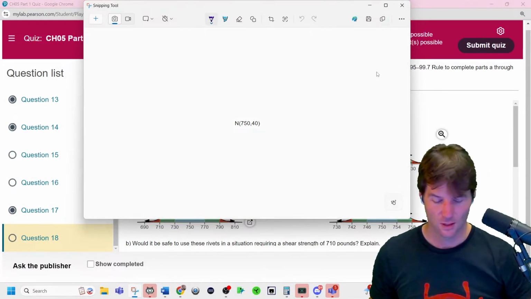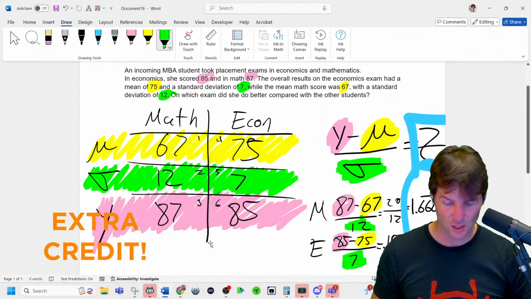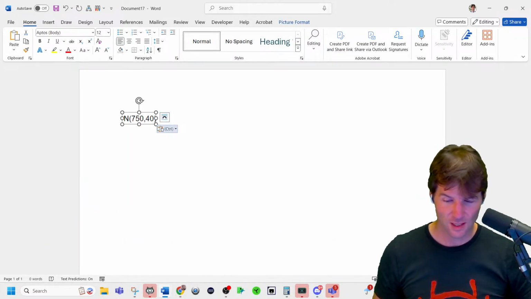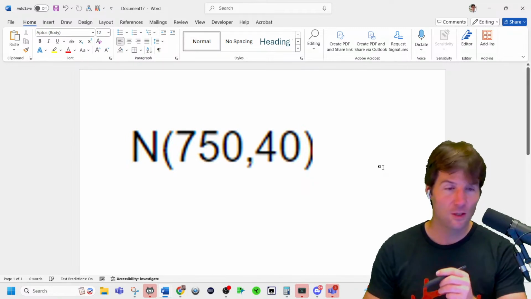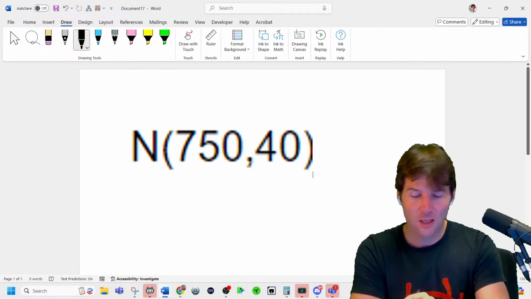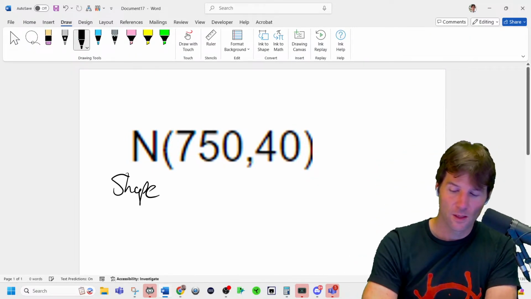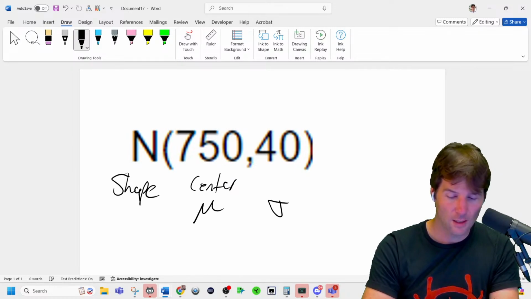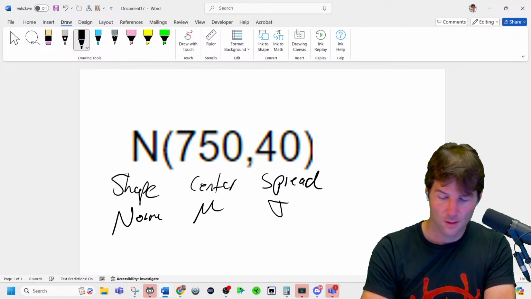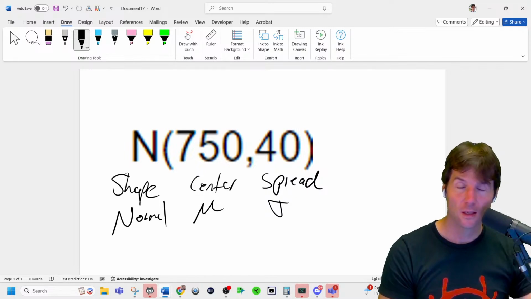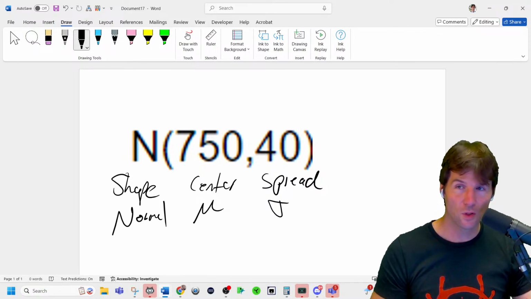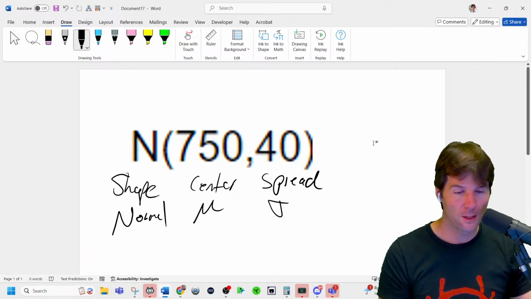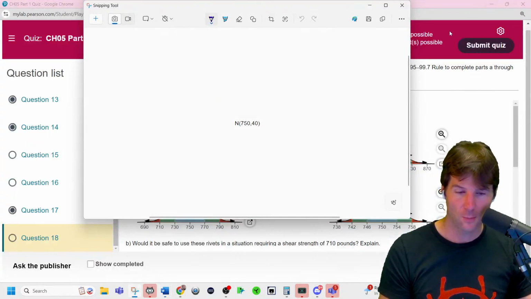I'll show you some points. Do you remember when we talk about shape, center, spread? I don't know if I said this before, but look at this. This equation is shape, center, spread. Because the shape is normal, the center is the mean, and the spread is the sigma. That is shape, center, spread. Shape is normal, center is mu, and spread is sigma. And then you just have to know how to take this information and apply it to the graphic below.